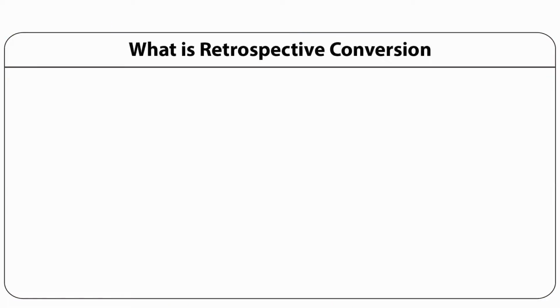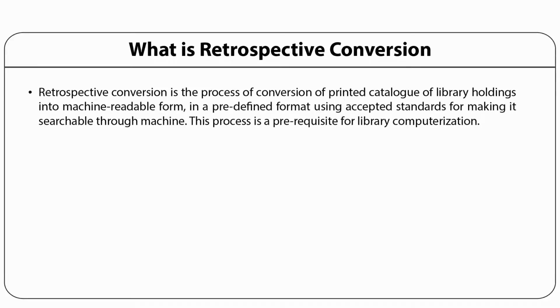What is retrospective conversion? According to Jane Beaumont and Joseph P. Cox, retrospective conversion is the process of converting a library's existing bibliographic records from manual to machine-readable format according to specified policies and standards. Retrospective conversion is the process of conversion of the printed catalog of library holdings into a machine-readable form in a predefined format using accepted standards for making it searchable through machine. This process is a prerequisite for library computerization.